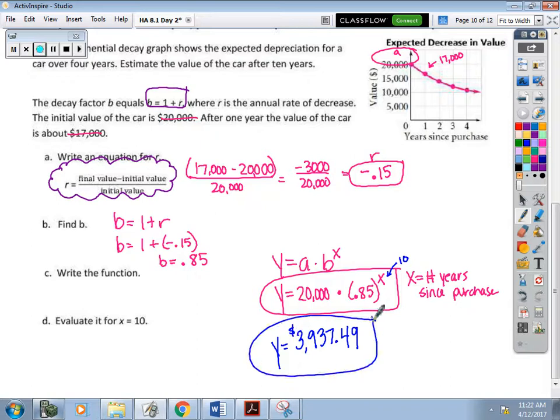And then just round it to the nearest cent since they didn't tell us what to round to and we're talking about money. So money always would be to your hundredths place. We should get $3,937.49 after 10 years.